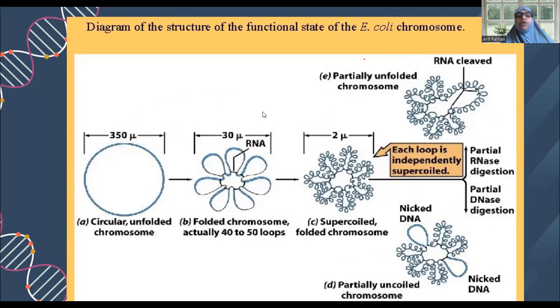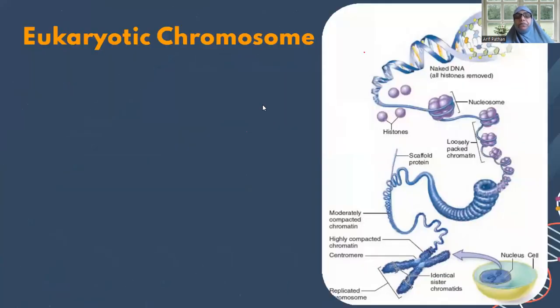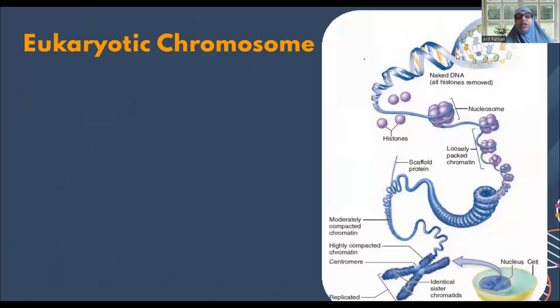Next, we move on to the eukaryotic packaging. Okay, eukaryotic packaging is also very interesting. So you begin with the DNA, double helical structure. In bacteria, the structure of the simplified DNA is circular. In eukaryotes, it is double helical.